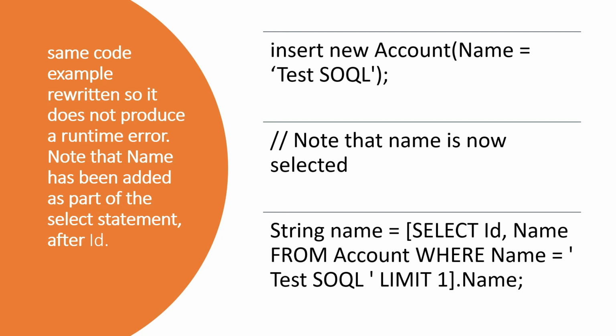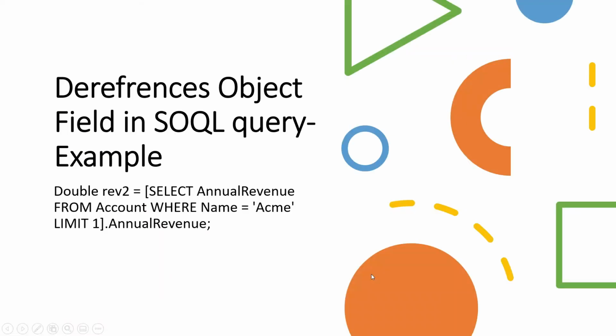The same code, but in the query we have included the name field, and when we are referring the name field with the dot notation, this will not cause any runtime error. So dereferencing an object field in a SOQL query, we understood.